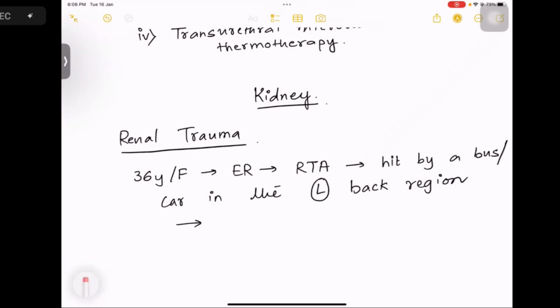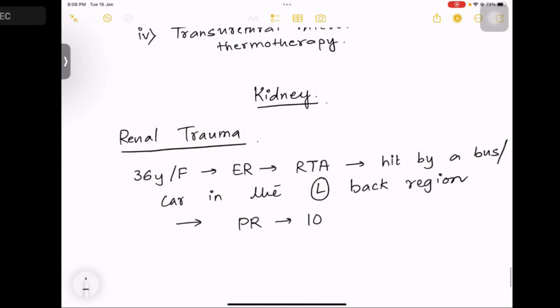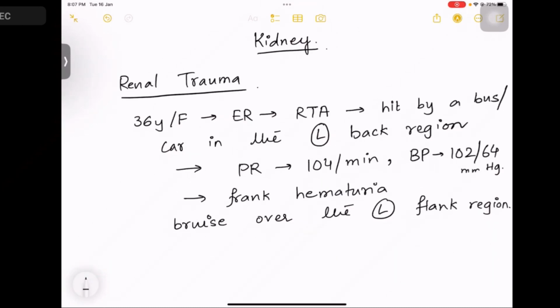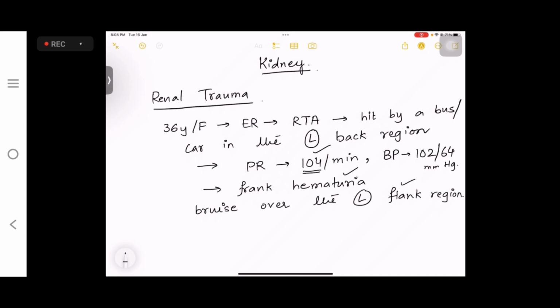Now, her blood pressure is low, her heart rate is high, she's complaining of flank hematuria, and she has a bruise over the left lumbar region in which the attack by the car or the bus has been made. So the cardinal points from this given case is that there has been an injury in the left lumbar region leading to frank hematuria.